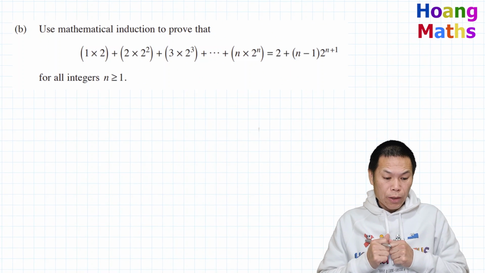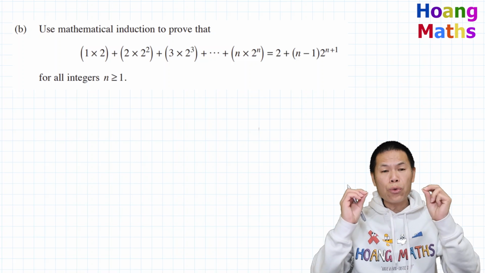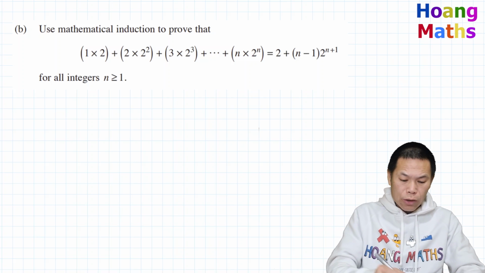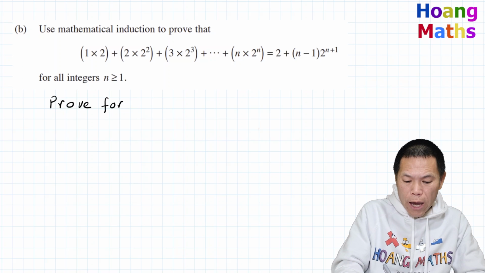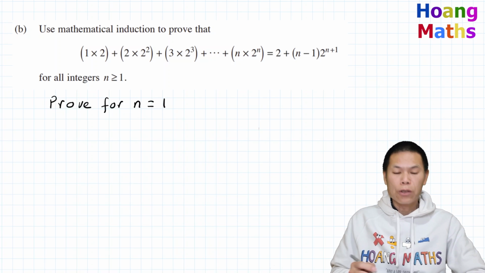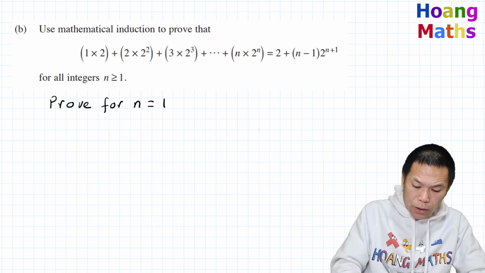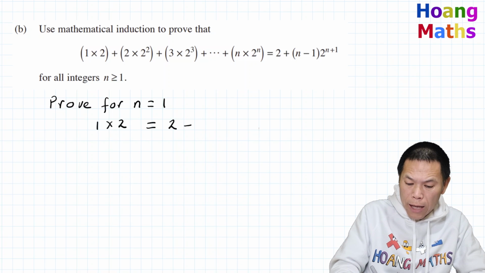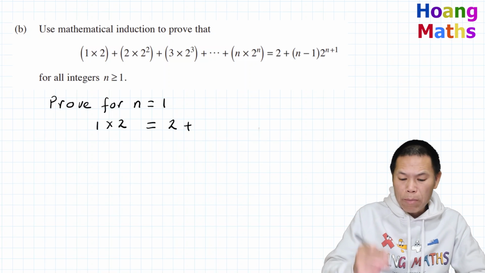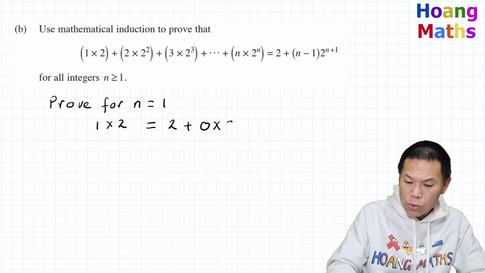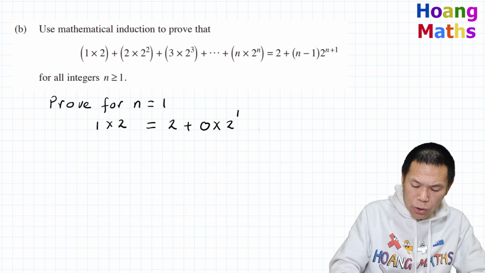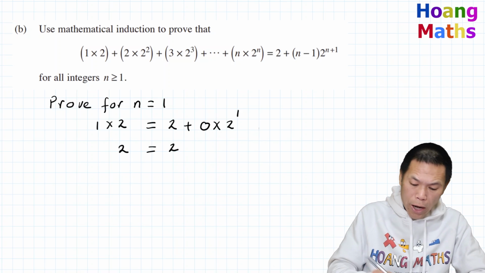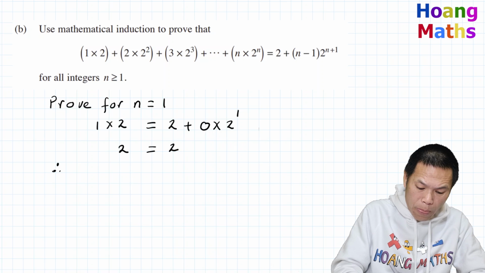Part B. To prove this statement is true, first of all, we need to prove n equals 1 first. So, proof for n is 1. When n equals 1, that means 1 times 2 is 2, plus n minus 1, so 1 minus 1 is 0, times 2 power 1. So 2 is equal to 2. Therefore, the statement is true for n equal 1.